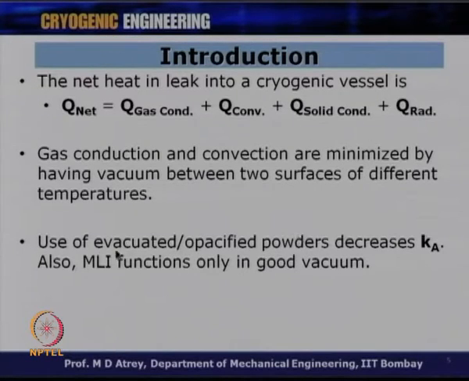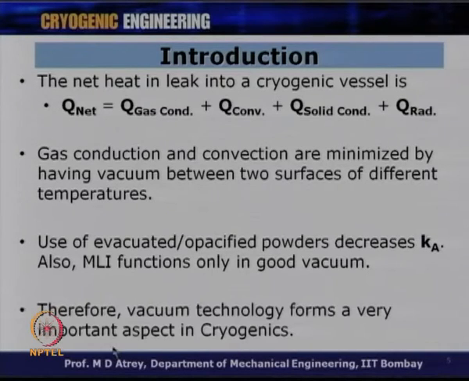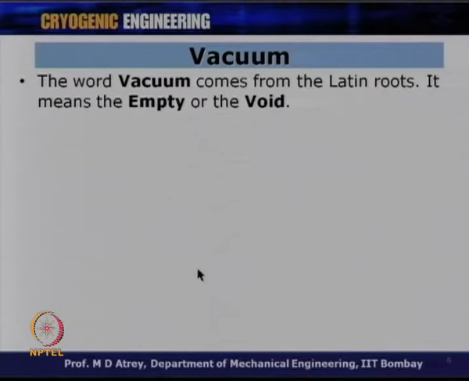And we know that all these powders and also multilayer insulation work only when good vacuum is there. So, that means that all these modes of heat transfer which bring about heat inlet into the system can be taken care of if we have very good vacuum. So, vacuum technology forms a very important aspect in cryogenics. We have just seen that all these modes of heat transfer get minimized when we have a very good vacuum, and therefore, vacuum becomes an integral part of cryogenic engineering, a very important technology to be used always with cryogenics. So, what do we mean by vacuum?